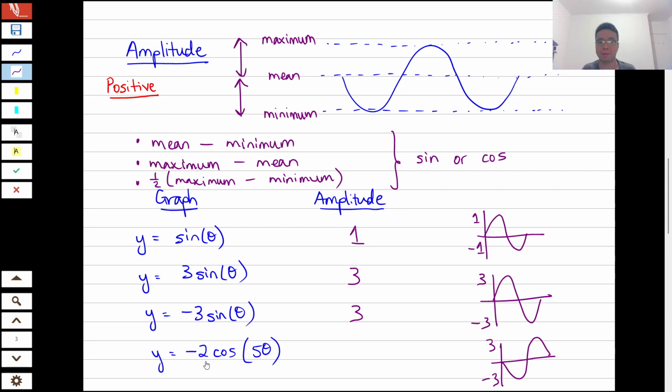And finally, the fact that I have dilated by a factor of 1/5 from the y-axis doesn't change the maximum or minimum value. The graph is still going to oscillate between -2 and 2. And so the amplitude of the final graph is 2. So in some ways, to find the amplitude, all you need to do is take the size or the magnitude of the number which is multiplying the sine or the cosine term.